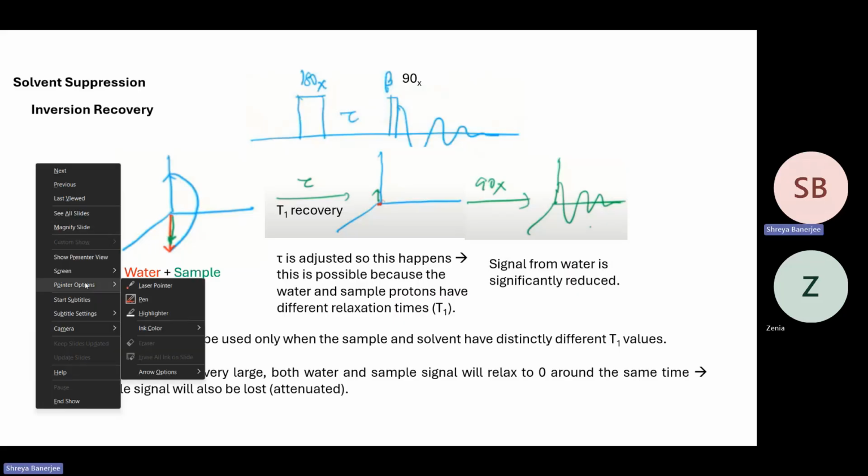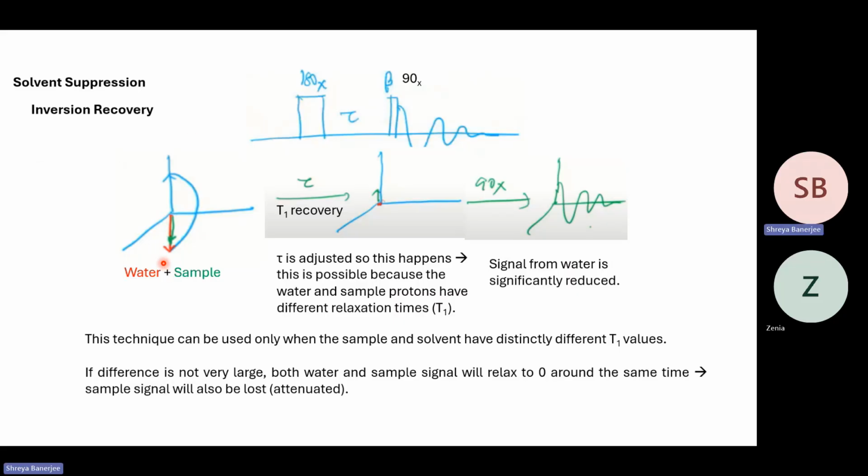Another method of doing this is called inversion recovery. Here what happens is that initially a 180-degree pulse is applied. What this means is that initially both your water and sample magnetization were on the z-axis. When you apply the 180-degree pulse, the direction of magnetization changes by 180 degrees. So just imagine water is the red signal, sample is the green signal. From plus z, they are coming to minus z because of this 180-degree pulse.